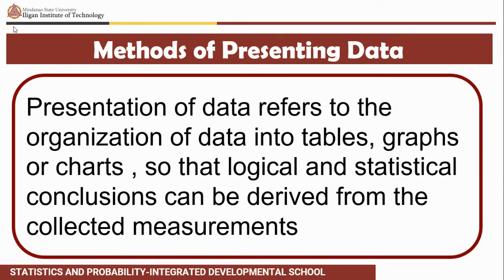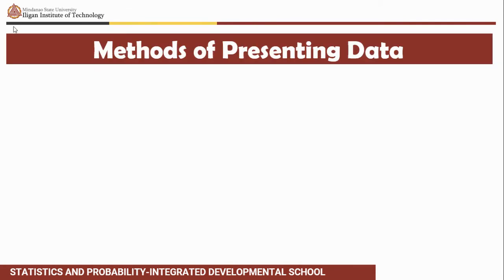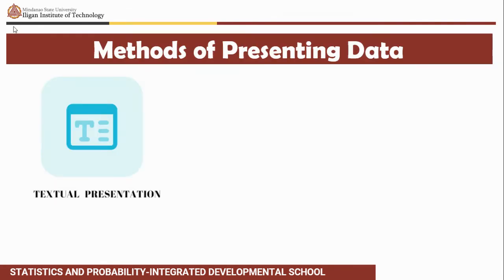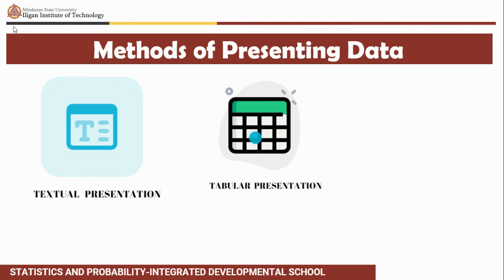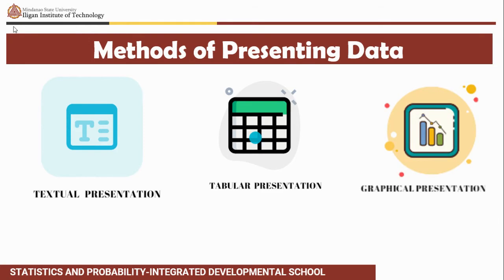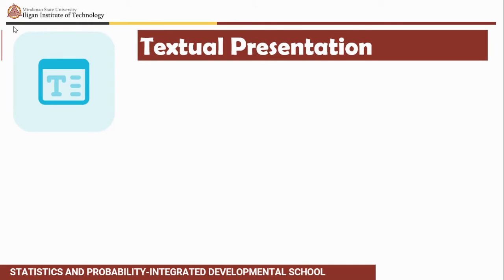Presentation of data refers to the organization of data into tables, graphs, or charts so that logical and statistical conclusions can be derived from the collected measurements. There are three forms of presenting data. We have textual presentation, tabular presentation, and graphical presentation. Let's start with textual presentation.